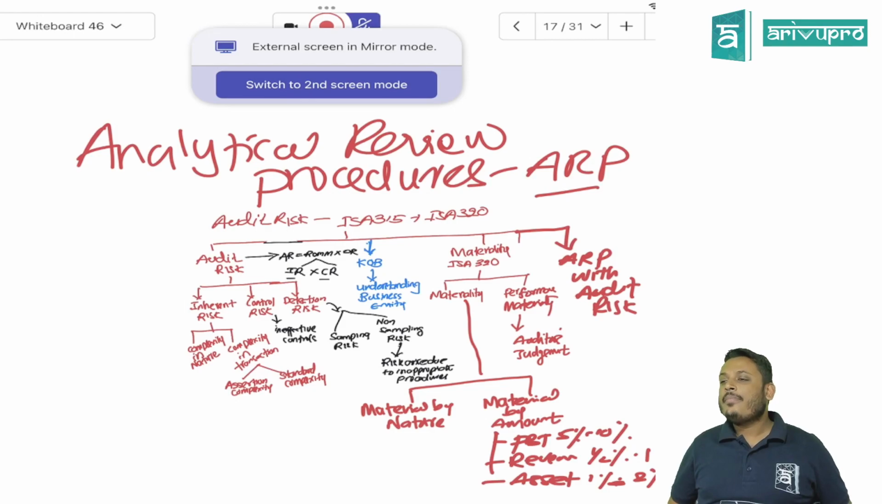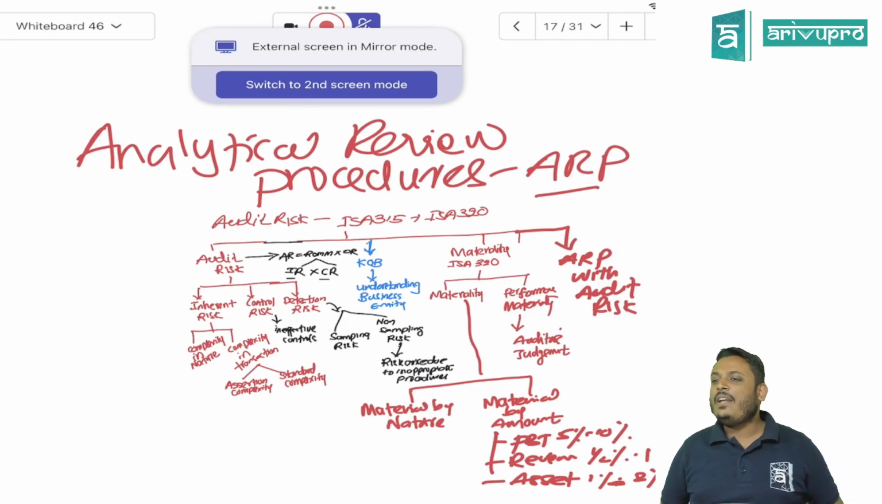Efficiency ratio: receivable days, payable days, and inventory days. Receivable turnover, payable turnover, and inventory turnover. Dividend comes under investor ratios. So in gearing ratios, what are the gearing ratios? Debt to equity ratio, gearing ratio, and interest cover ratio.